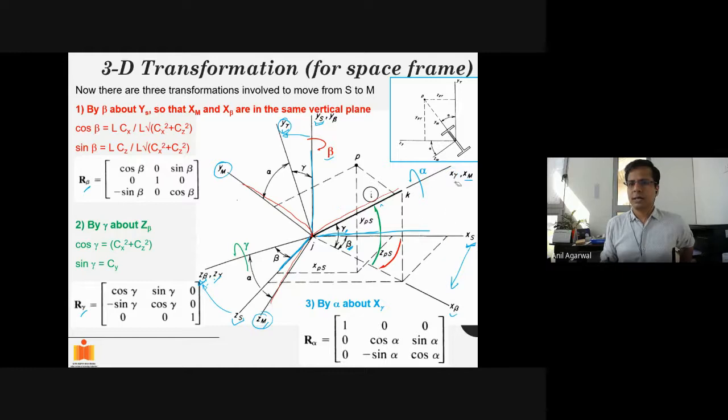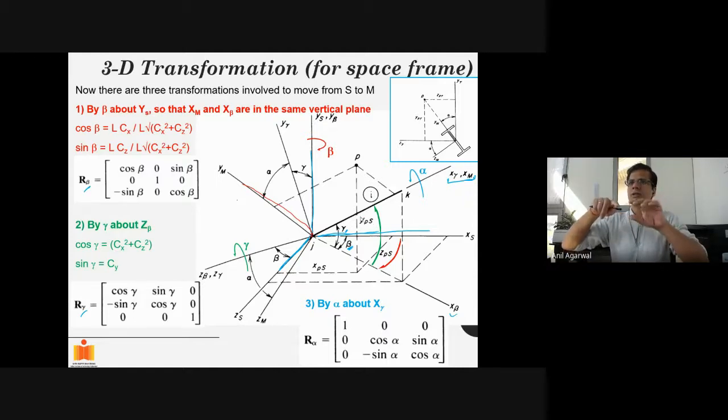Got it? So now what has happened? Now where am I? I have aligned my xm and xs. Or in a way, I have rotated xs enough so that xs is aligned with xm. Now, basically, I'm talking about two different coordinate systems wherein one axis is common, right? So what does that mean? One axis is this one. This is xm, you can see, or you can say x gamma. x is common.